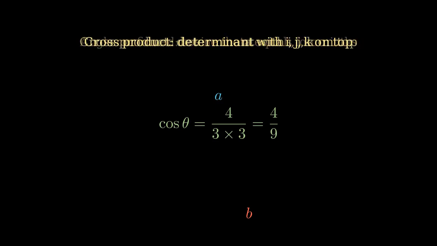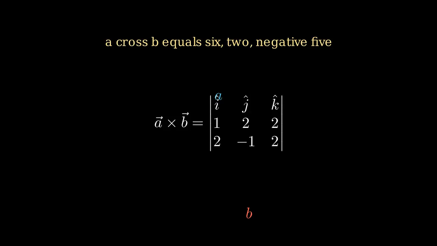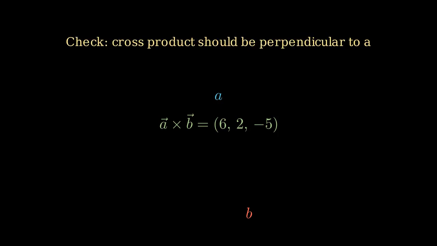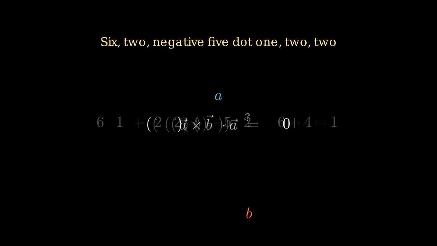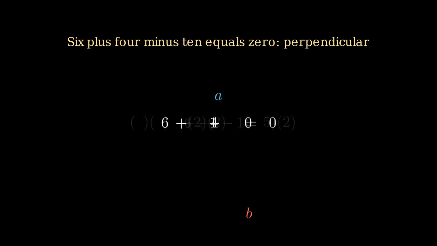To find the cross product of two vectors, we use the determinant pattern with i hat, j hat, and k hat across the top row. Working through that determinant pattern for A cross B gives us the vector 6, 2, negative 5. As a check, the cross product must be perpendicular to A, so we test this with a dot product. Taking 6, 2, negative 5, dotted with 1, 2, 2 gives 6 plus 4 plus negative 10. 6 plus 4 is 10, and 10 plus negative 10 is 0, so the cross product is confirmed perpendicular to A.